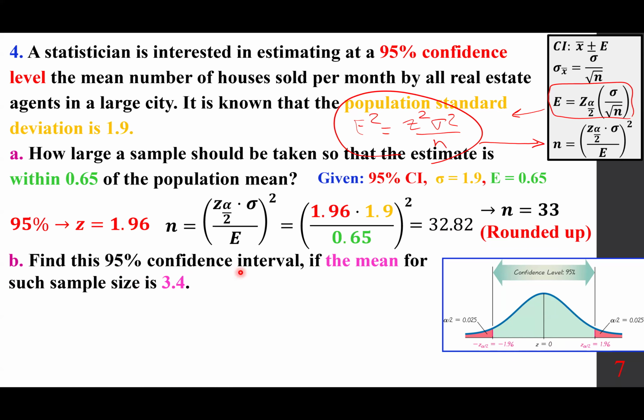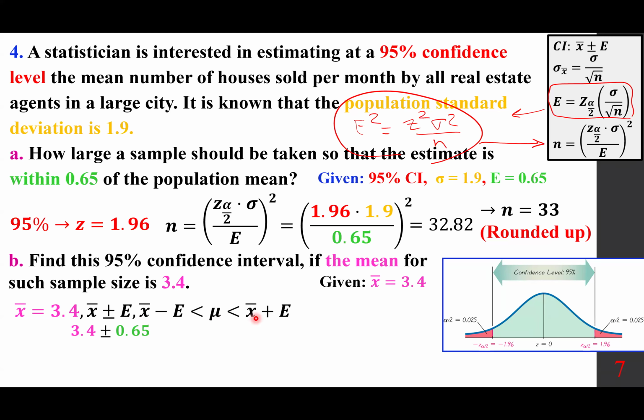Find this 95% confidence interval if the mean for such sample size is 3.4. Well, X bar is given as 3.4. We want X bar plus minus E, so that means 3.4 plus minus 0.65. So here's X bar minus E less than mu less than X bar plus E. This is one way to report it. The other one is to subtract 0.65 from 3.4 and add it here and report it in this manner.